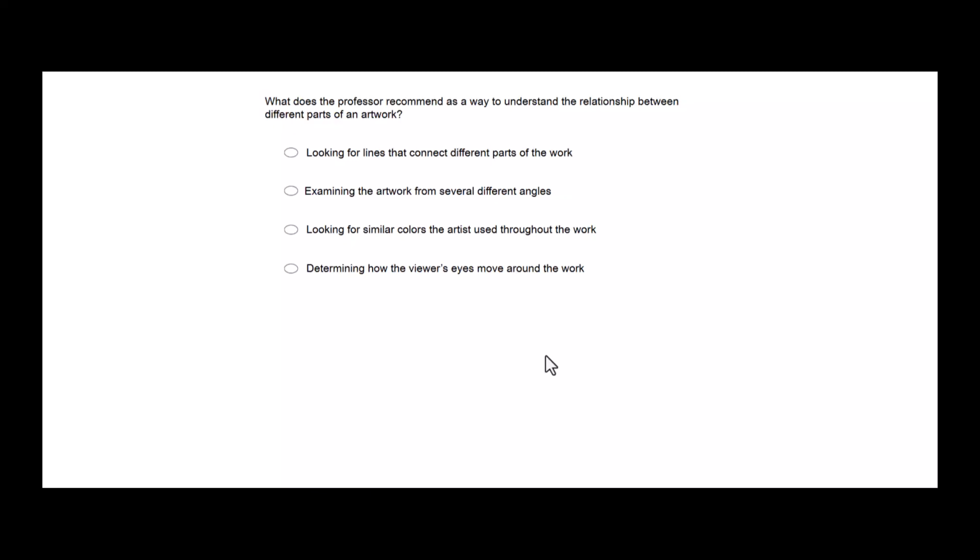And the last one. Now that we rejected the first three options, it is clear that the last option is the answer, but we check it. The last option, determining how the viewer's eyes move around the work. Yes, as I said earlier, this is the answer to the question. The viewer's eye movement can offer the viewer a way to relate different aspects of the artwork. This option is the answer to the question.